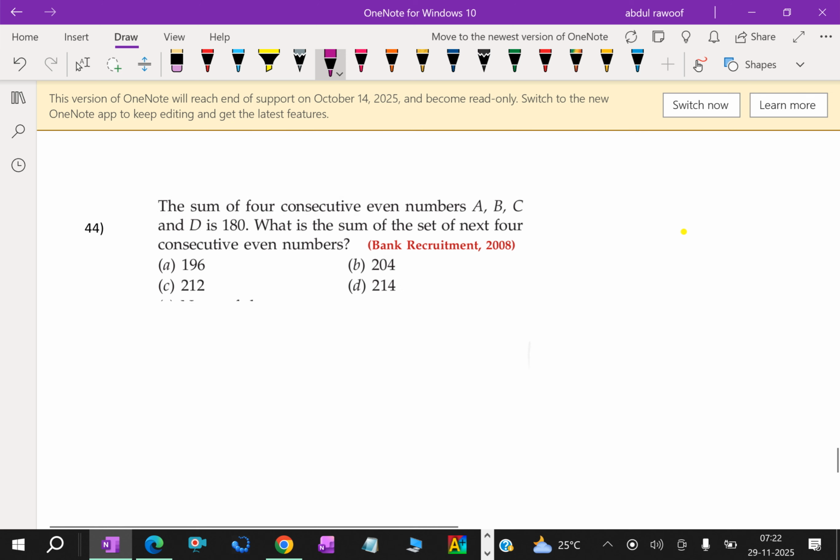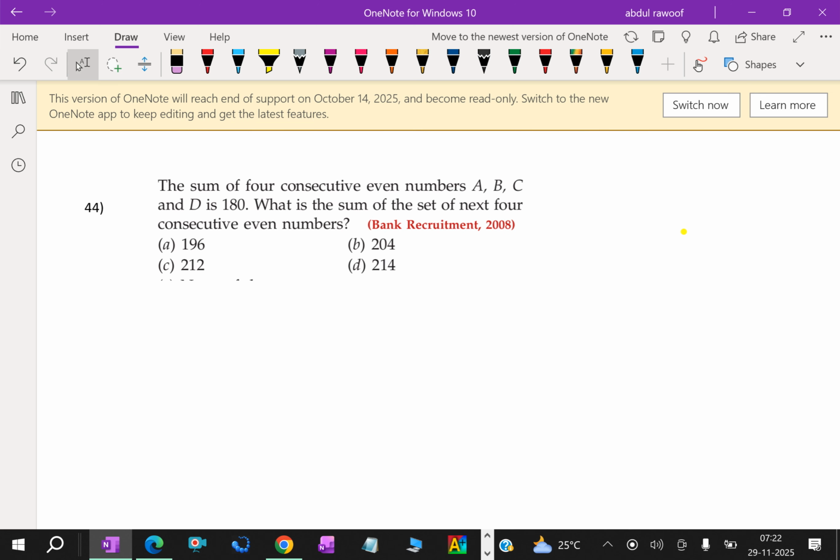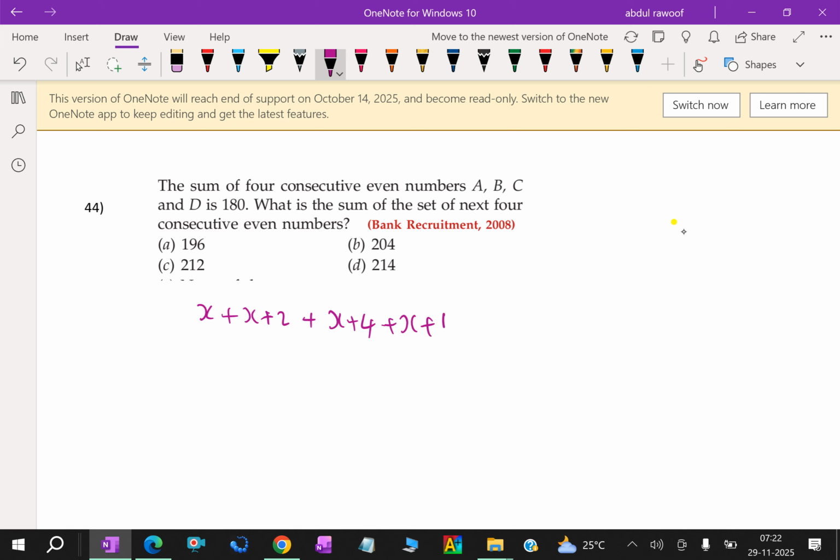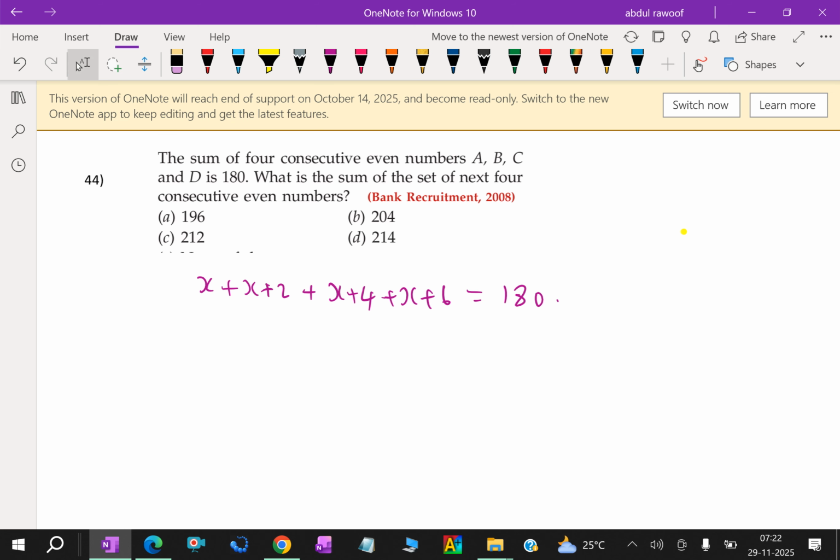Next question. The sum of 4 consecutive even numbers A, B, C, D is 180. Even consecutive numbers, let it be x, x plus 2, that is B, then x plus 4, and x plus 6 is 180. Now, what is the sum of the set of next 4? Here, we have to find x values.